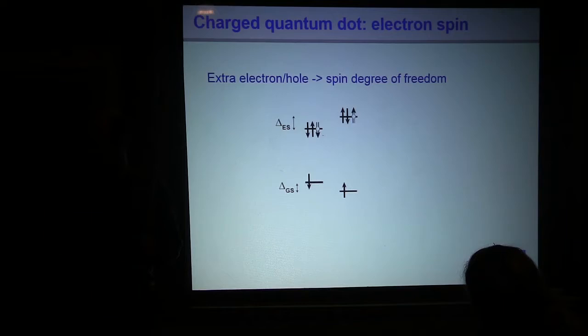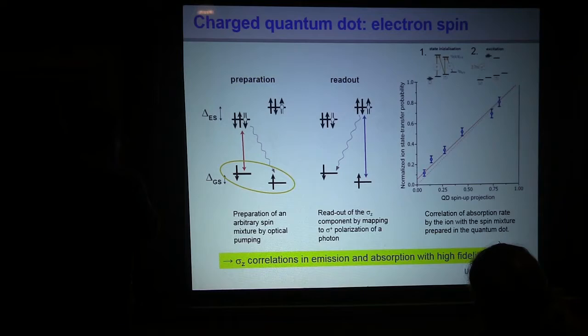And in these four states, we can now prepare certain spin mixtures in the ground state by optical pumping. So these two transitions, this transition and that transition, are now split in energy by the presence of the magnetic field. And by shining a probe pulse in here, we can then optically pump a population out here, which creates an incoherent mixture of the spin occupation in this ground state.